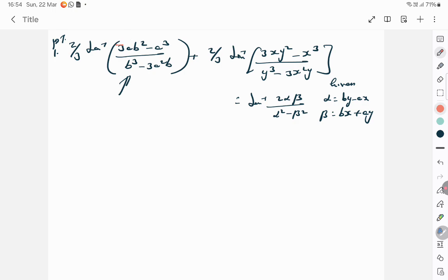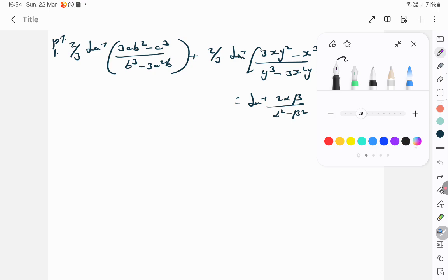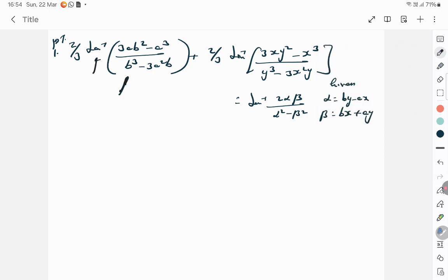Can you see a 3 here and a 3 here? It seems like (3 tan θ − tan³θ)/(1 − 3 tan²θ). It has a resemblance to the tan 3θ formula. Moreover, we need it as tan inverse of tan, so we need it as tan inverse of tan 3θ. That makes it easier, and you can guess that somehow you're going to make it into the form (3 tan θ − tan³θ)/(1 − 3 tan²θ).